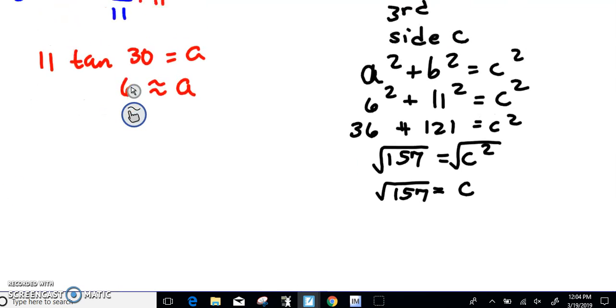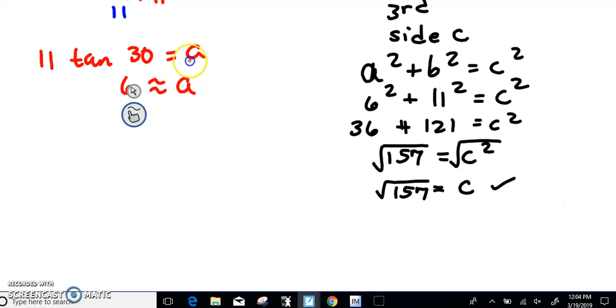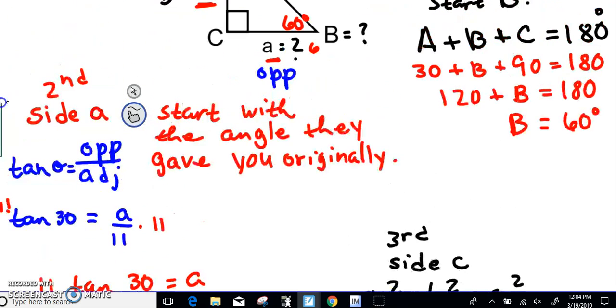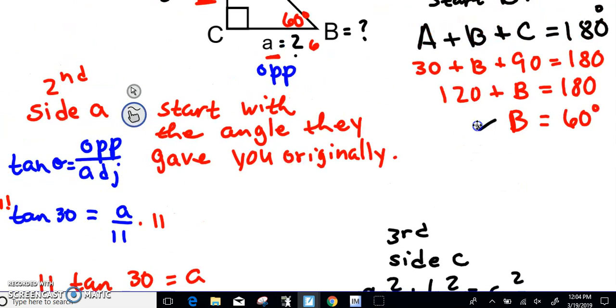And that's it. We found all 3 pieces. We found C, we found A, side C, side A, and then we found angle B. So again, when they ask you to solve it, you need to solve it for all of it, all the missing pieces. And that's it.